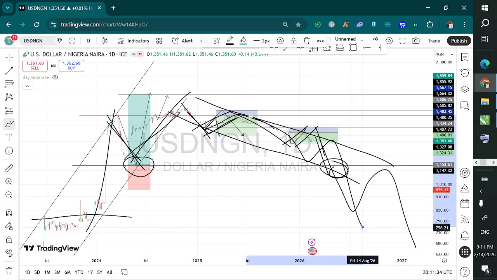So this is what I'm expecting on Naira, and whichever question you have, you can put it down there, and we'll see how we can work and move from there.